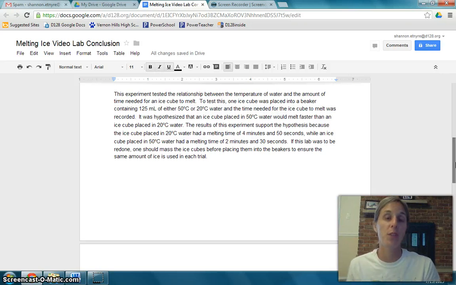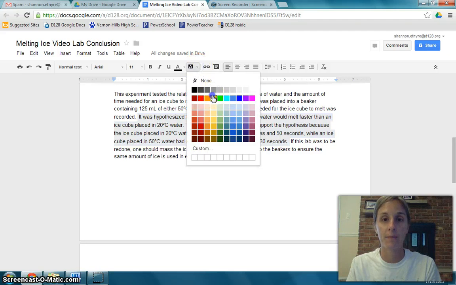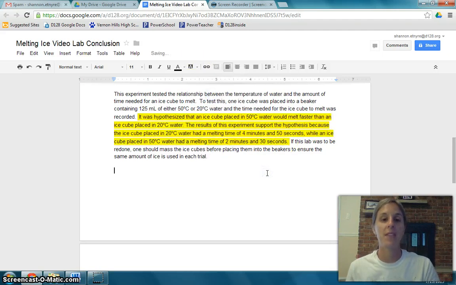After we've given our summary, what we want to do next is talk about the data. So we're always going to go back to our hypothesis or our purpose next. So this is the really important part here, where we're going to go through our hypothesis and talk about the data that we collected. So it was hypothesized that an ice cube placed in 50 degrees Celsius water would melt faster than an ice cube placed in 20 degrees Celsius water. So there's going back to our hypothesis. Now we want to use our data to support or refute it.